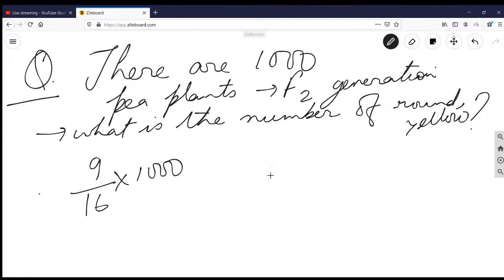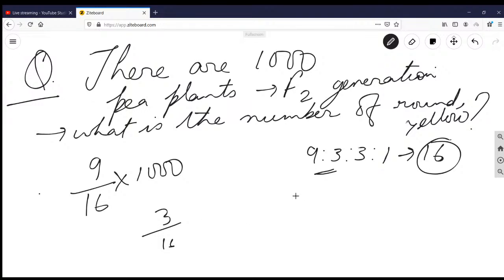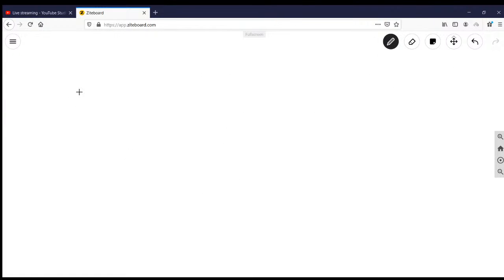Round and yellow is always 9 by 16 because 9, 3, 3, 1. Add all of this, 16. 9 parts is round and yellow. 3 by 16 would be again round and green. Again 3 by 16 would be wrinkled and yellow, and 1 by 16 will be, sorry, wrinkled and green. Okay, so that is how you can get these kinds of questions also. And from the law of probability, if you try, you can get other ones also.